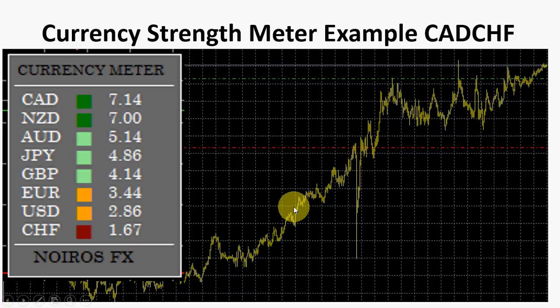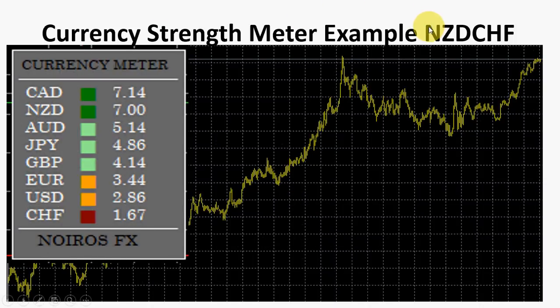Let's look at another example. This one is New Zealand franc, so it's between New Zealand and Swiss franc. You can see that New Zealand also is strong, not as strong as Canadian dollar, but Swiss franc is weak. So we still see an uptrend, and you use the same strategy and keep watching this. Make sure that the currency meter is still showing the currency you are trading as being strong.